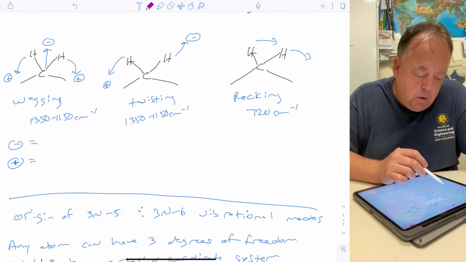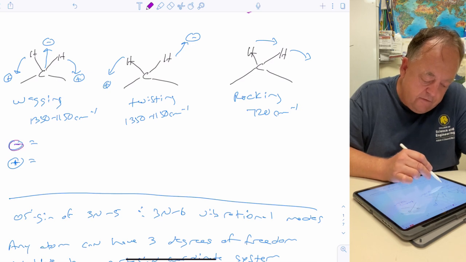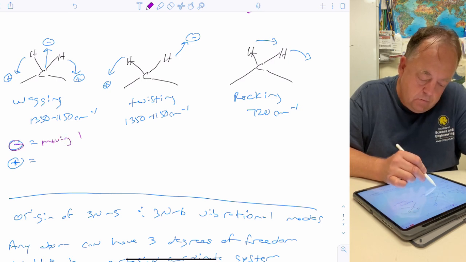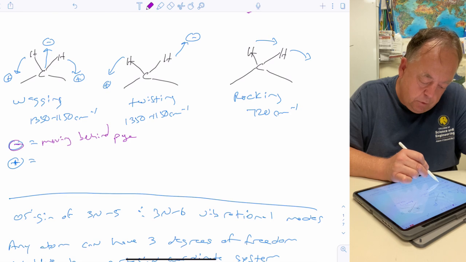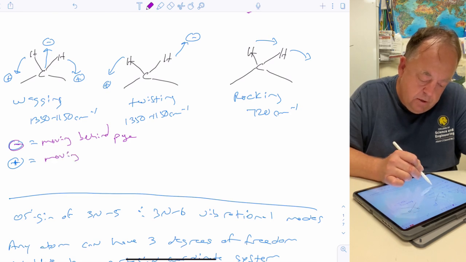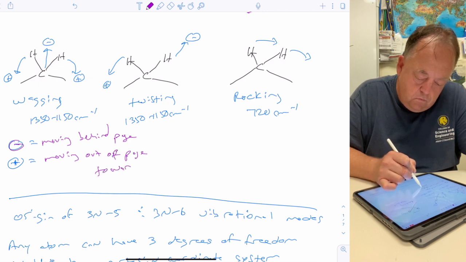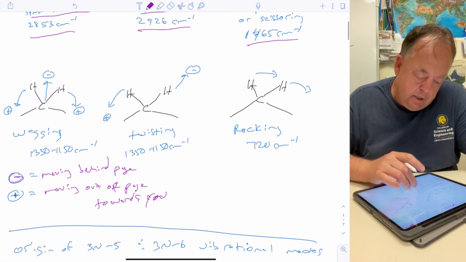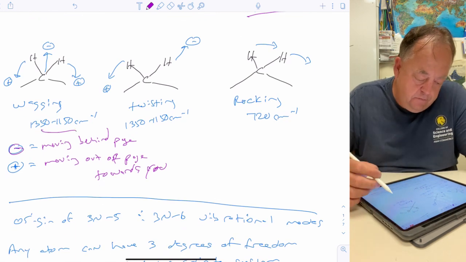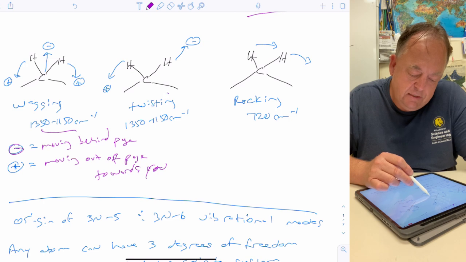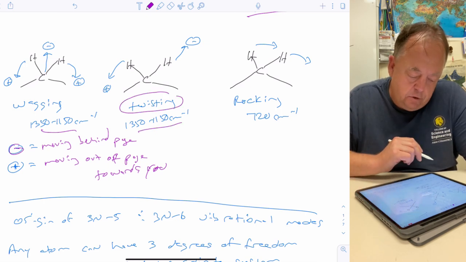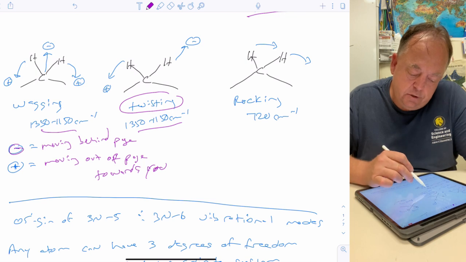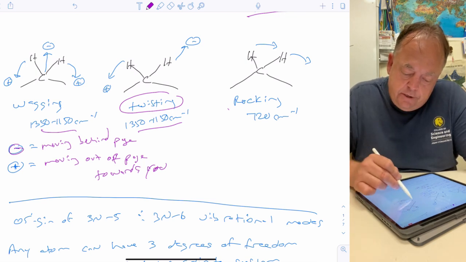You have what's known as a wagging mode. This circle with a negative in it means that the atom is moving behind the page, and the circle with a positive means that atom is moving out of the page towards you. That wagging mode is at 1350 to 1150 inverse centimeters. You have this twisting mode. These are in the same region, 1350 to 1150 inverse centimeters, and you have this rocking mode.